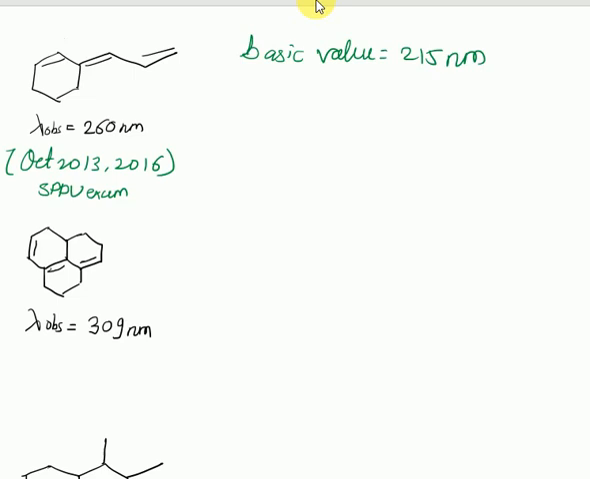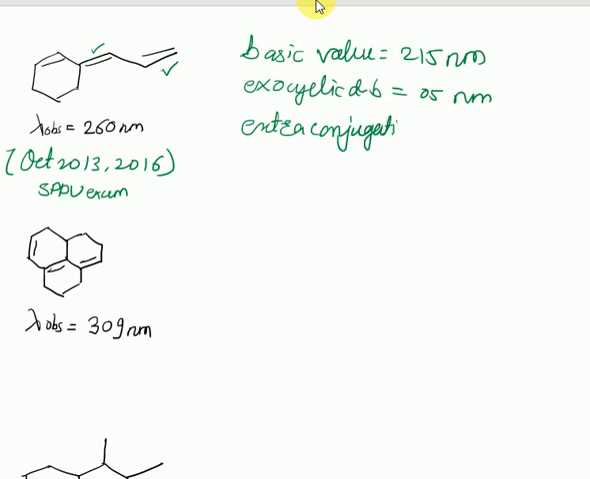Then see the exocyclic double bond. This bond is exocyclic to the ring, so the exocyclic double bond contributes 5 nanometer. Then extended conjugation: other than the diene there is one double bond, so the extra conjugation is equal to 30 nanometer.